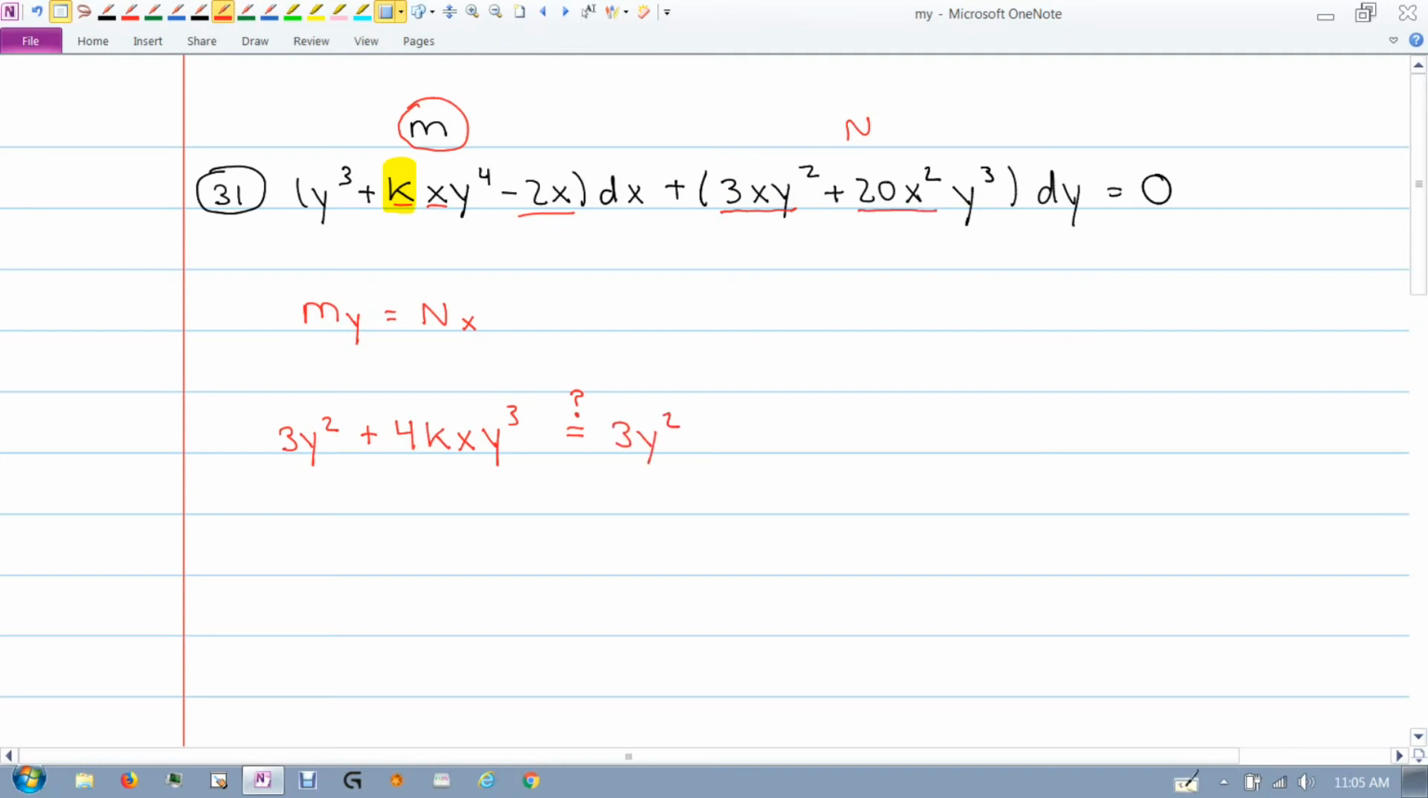And if we differentiate with respect to x here, we get, plus, that 2 drops out, so 40xy cubed. And as you can see here, these two are the same, and we just need these two to match up. So what we would need is for k here to be 10, and that way we would get 40xy cubed, and it would match this. So k would need to be equal to 10.